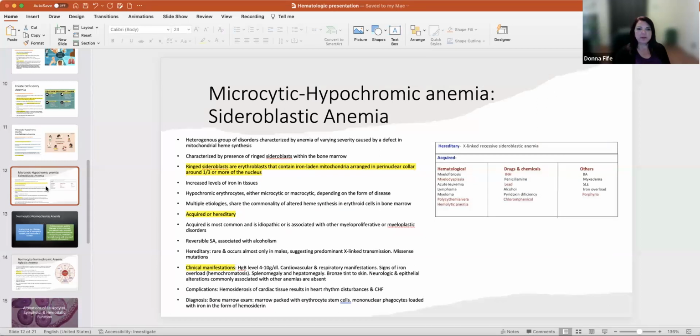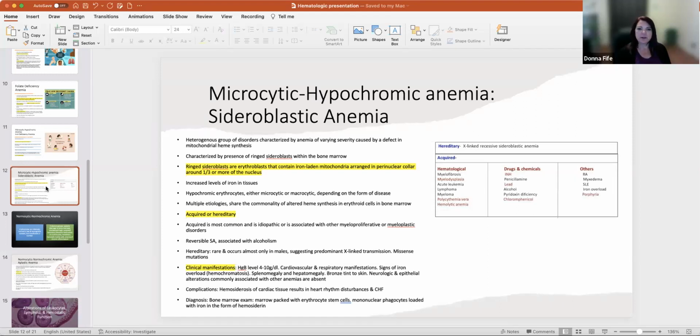Microcytic hypochromic anemia. Let's look at sideroblastic anemia. It is a heterogeneous group of disorders characterized by anemia of varying severity caused by a defect in mitochondrial heme synthesis. This is characterized by the presence of ringed sideroblasts within the bone marrow. Now, ringed sideroblasts are erythroblasts that contain iron-laden mitochondria arranged in a perinuclear collar around one-third or more of the nucleus.